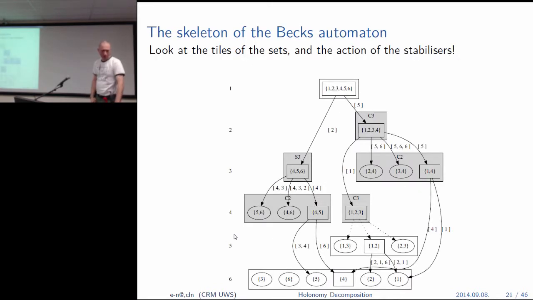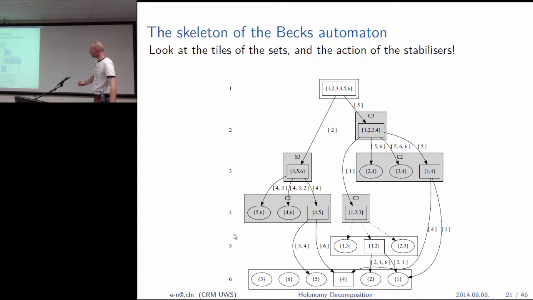Okay, so here we have the tiling picture of the automaton of this transformation semigroup, and this diagram became infamous in the last 10 years because we've been showing it to many people without a full explanation, well, people got a bit frustrated, and it's just, okay, what does it mean? And it's, oh, I have to explain everything, and that's what I'm doing now, explaining everything. But at the moment, you just have to look at the tiles of the sets.